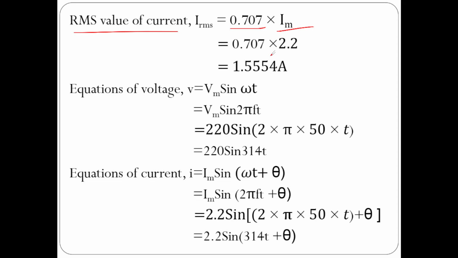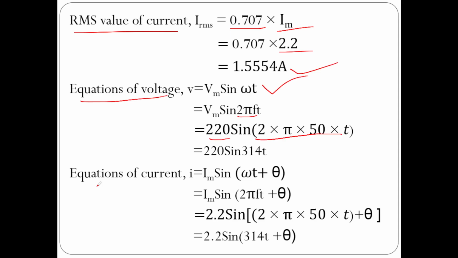The equation of voltage V, we already know, is Vm sin omega t. Omega is 2 pi f. So how much is Vm? Vm is 220. 2 into pi into f, which is 50 t. So it is 220 sin 2 pi ft, that is 314 t.